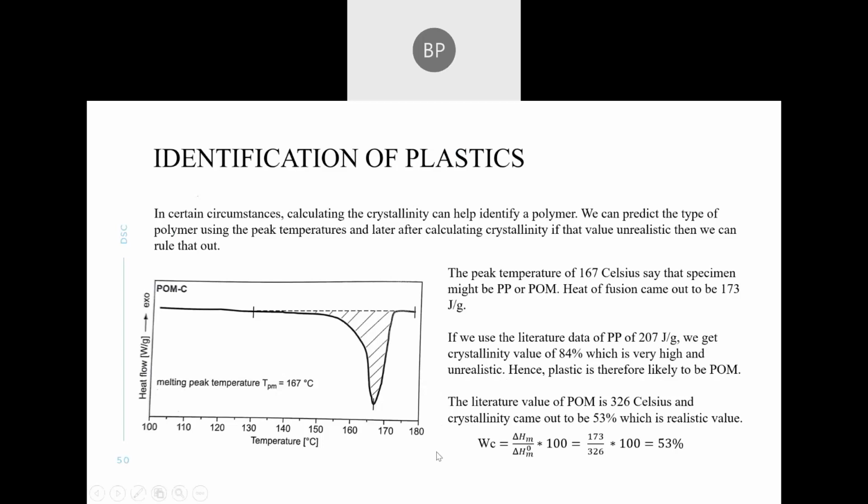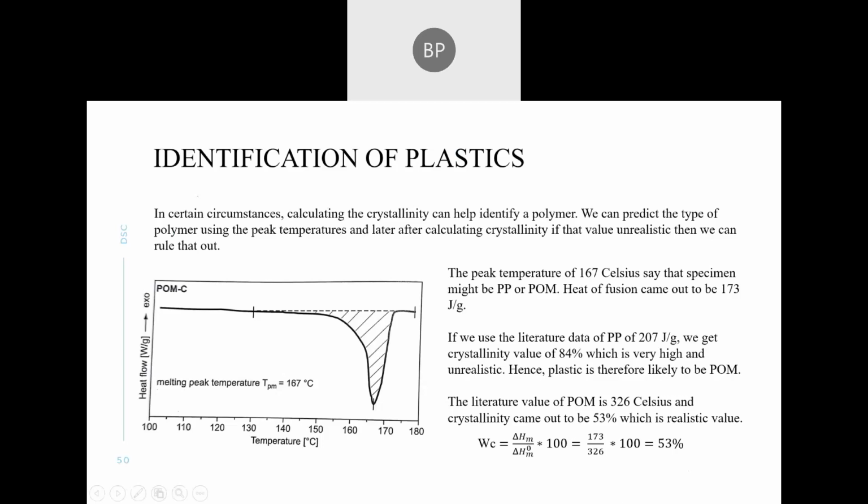So let's see for POM also. The POM delta HM naught value from the literature came out to be 326. With these values, if we calculate crystallinity, it came out to be 53%. So 53% is an acceptable percentage of crystallinity. Hence, we can conclude that this polymer might be POM. In this way, we can also use the crystallinity values in identifying plastics.